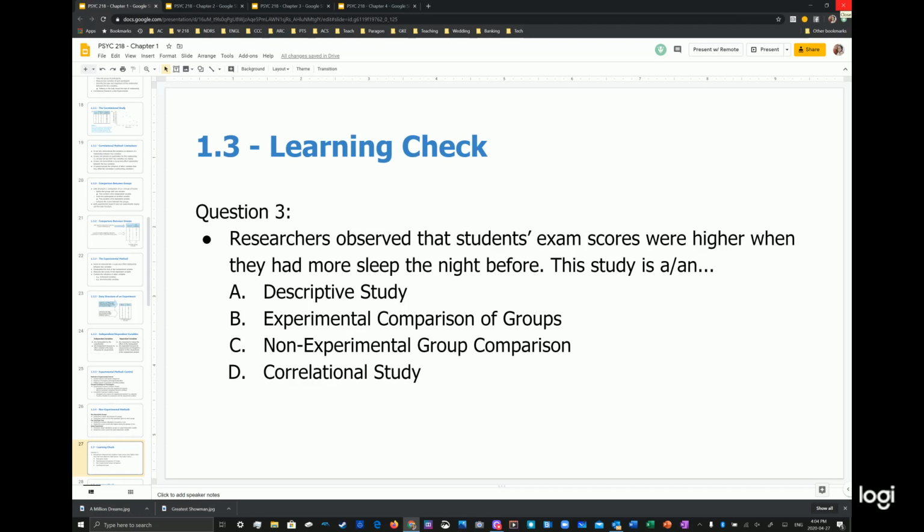So here's another learning check. And this one is more focused on research methods, which is still a foundation for behavioral data that we're analyzing. So here we go. First question, or question 3 rather. Researchers observed that students' exam scores were higher when they had more sleep the night before. This study is a descriptive study, experimental comparison between groups, a non-experimental group comparison, or a correlational study. Take a moment and review your different types of research methods and see.